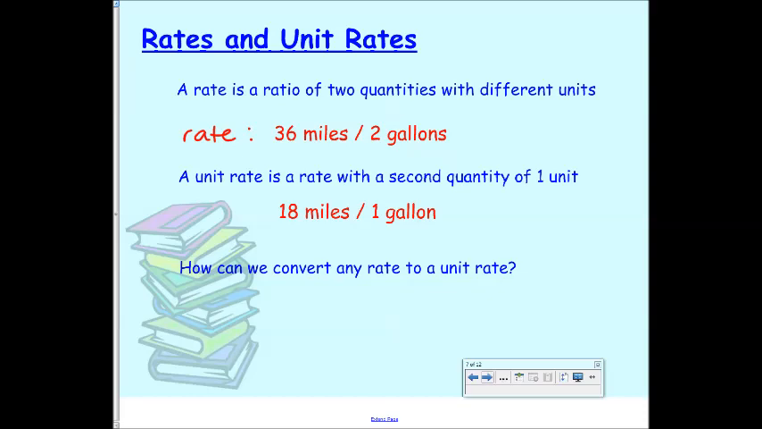So if my original rate was 36 miles per 2 gallons, that's my original rate, then all I had to do to make it a unit rate was turn the bottom one into a 1, which I do by dividing by what? 2. And if I divide by 2 on the bottom, I have to do the same thing on the top. So I have successfully converted that into a unit rate. All right? So a unit rate just means that it's over 1. Okay? It's taking whatever unit you have and turning it into a unit out of 1.